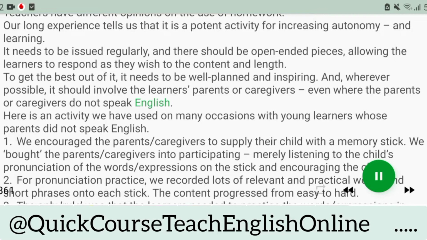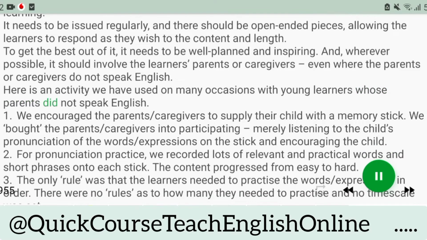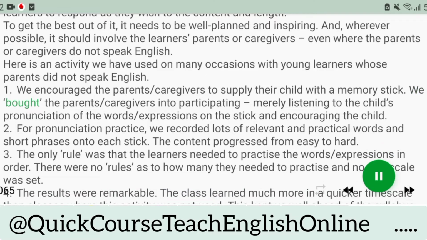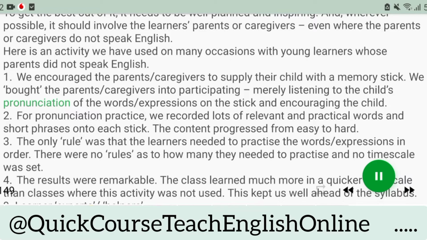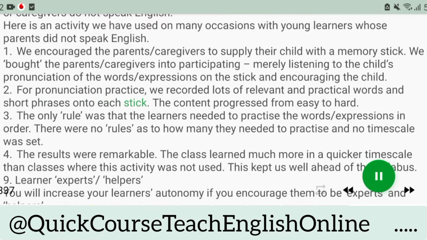English. Here is an activity we have used on many occasions with young learners whose parents did not speak English. 1. We encouraged the parents or caregivers to supply their child with a memory stick. We brought the parents or caregivers into participating, merely listening to the child's pronunciation of the words and expressions on the stick and encouraging the child. 2. For pronunciation practice, we recorded lots of relevant and practical words and short phrases onto each stick. The content progressed from easy to hard.